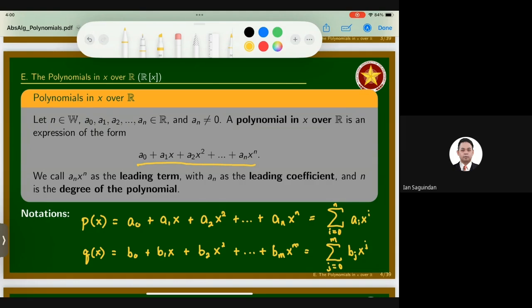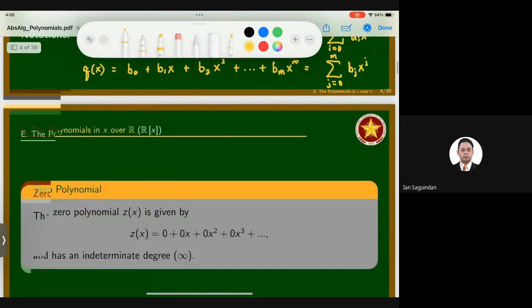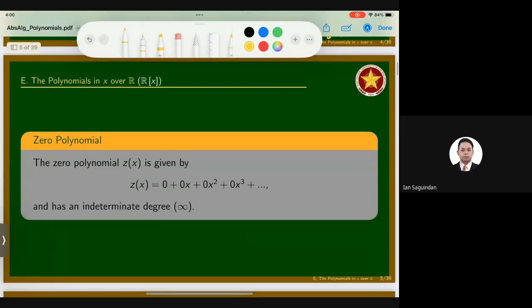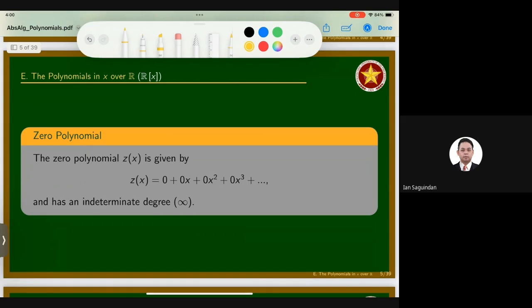Okay, next. We are also giving a special name for the zero polynomial. So this is the polynomial that is presented to have 0 as all coefficients. So we have z of x equals 0 plus 0x plus 0x squared plus 0x cubed plus so on and so forth up to whatever possible term. And we are saying that it has an indeterminate degree or infinity.